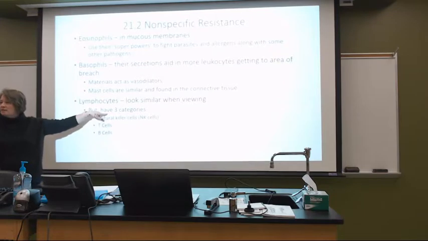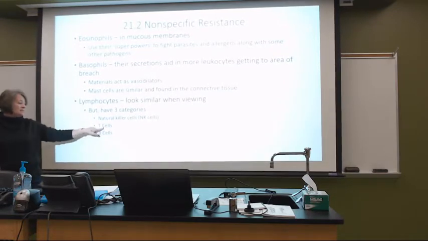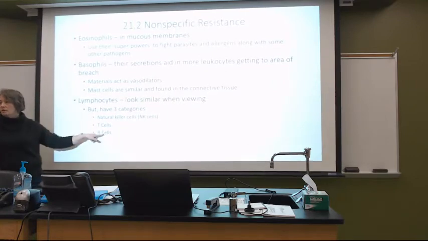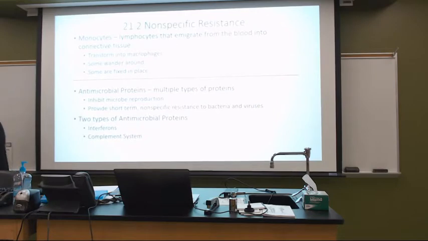So lymphocytes have 3 categories: natural killer, T cells, B cells. The ones that you're probably familiar with are the T cells and B cells. Natural killer cells are very important, especially in times when cells of the body are trying to turn cancerous. They are very important in helping fight cancer cells.